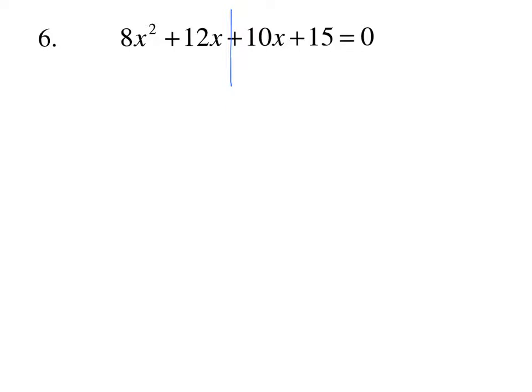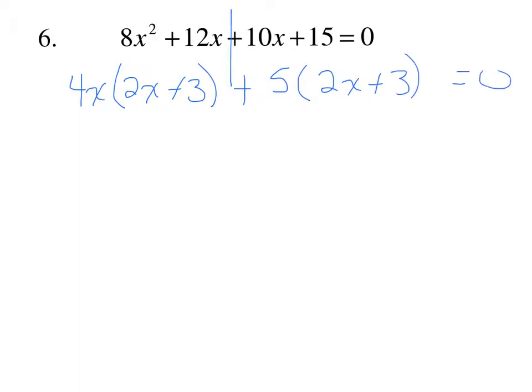When you're factoring by grouping, you're just using GCF multiple times. So what's the GCF of these two front terms? 4x. We're left with 2x plus 3. Bring down the middle sign. The GCF of these two terms is 5. And we're left with 2x plus 3. Which means this 2x plus 3 is common. So similar to number 5 that we just worked previously, we can bring the 2x plus 3 to the front here, and it's gone. We're left with 4x plus 5.